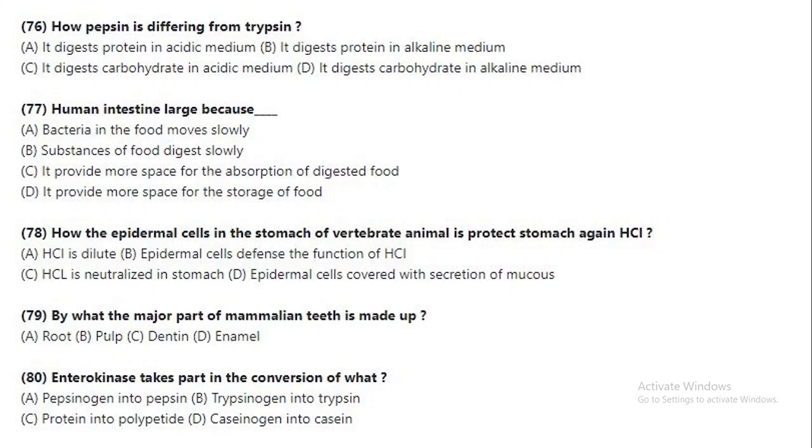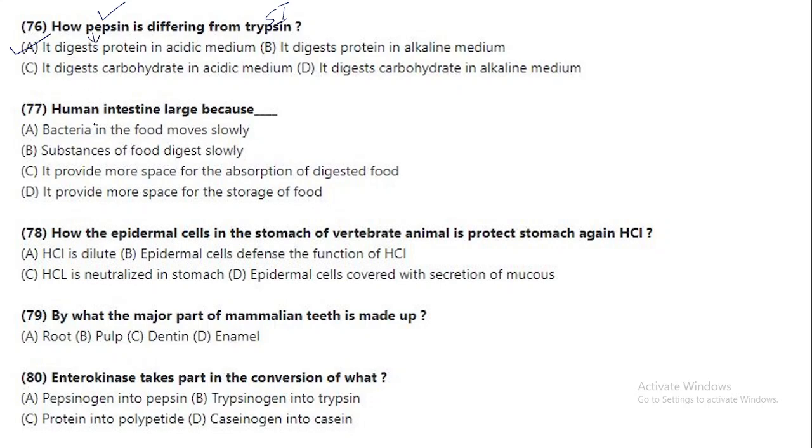How is pepsin differing from trypsin? Okay, so pepsin digests protein in acidic medium, trypsin digests protein in alkaline medium, one digests carbohydrate in acidic medium, and one digests carbohydrate in alkaline medium. So if you've paid attention to it, you will understand that pepsin is produced in the stomach. Trypsin is produced by the pancreas, I mean, it works in the small intestine. So pepsin in stomach, when it is produced, we know that the acidic medium is there in the stomach, and digestion of protein takes place by the pepsin. So the right option is 1.